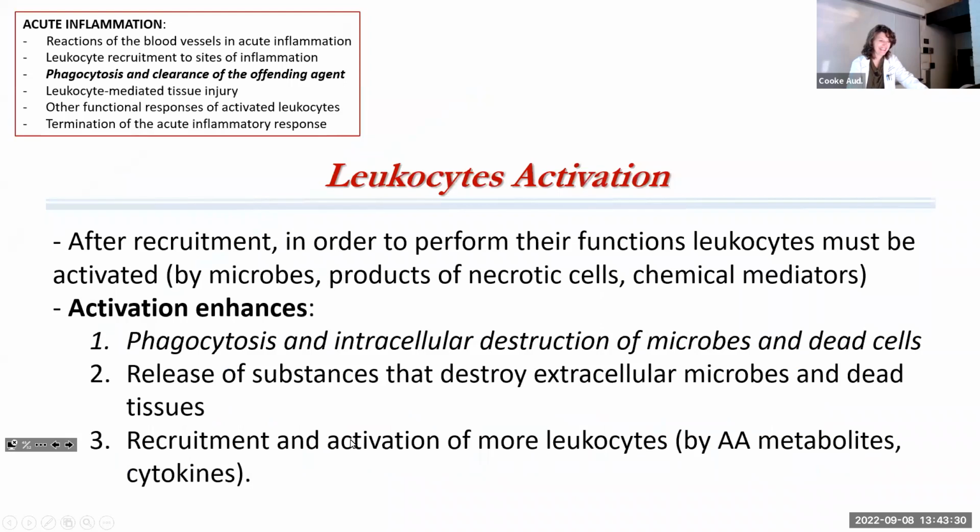Okay, good for you. All right, so let's move on to phagocytosis and clearance of the offending agent. So what happens with the leukocytes after they left the vessels? After recruitment, in order to perform their functions, leukocytes must be activated by microbes, by products of necrotic cells, by chemical mediators. Why is this necessary? Because activation will enhance the phagocytosis and the destruction of the microbes and the dead cells. It will enhance the release of substances that destroy extracellular microbes and dead tissue, and it will help in recruitment and activation of more leukocytes.